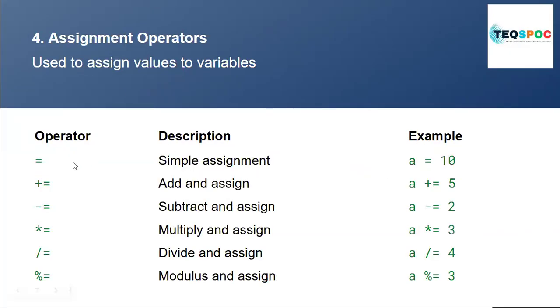Then the assignment operator. We have seen it many times, to assign some value, A equal to 10. Plus equal to will add one value, then minus equal to 5 will subtract some value, then equal to 2, multiply equal to 3, divide and assign. These are different types of assignment operators.